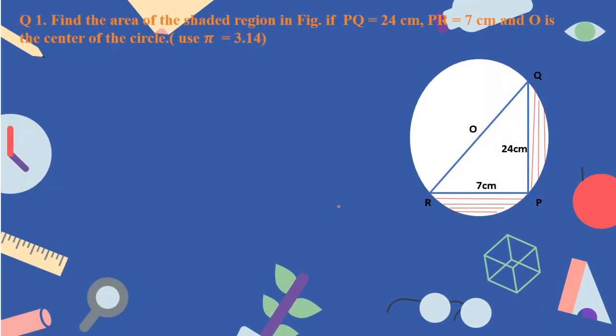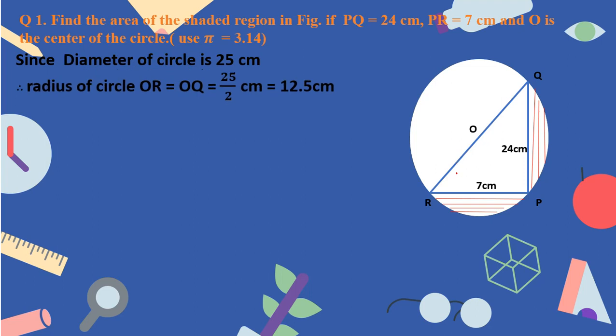Now, as we have the length of the diameter is 25 centimeter, so its radius is half of the diameter, that is 12.5 centimeter. Now why we are finding the radius? As we know that the area of circle is pi r square, so we need the radius. So by using the Pythagoras theorem, we get the radius of the circle is 12.5 centimeter.